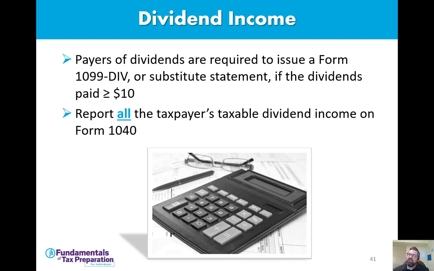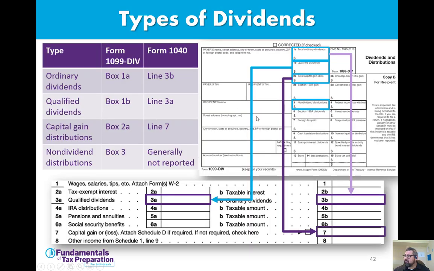If someone receives dividends greater than or equal to $10, they will get one of these forms. But if they don't get one of these forms, let's say they got $9, that's still taxable and reportable. They just don't have the form for it. Okay. So then we've got different types of dividends here and where they end up on the 1040. That's not really applicable for us because Profiler, the tax software, takes care of it for you.